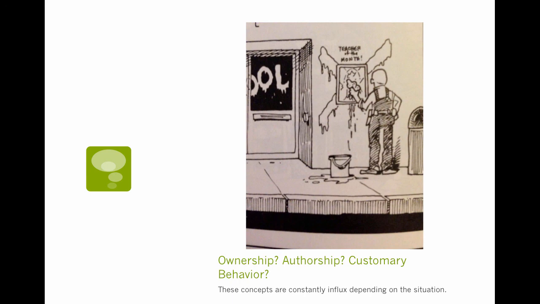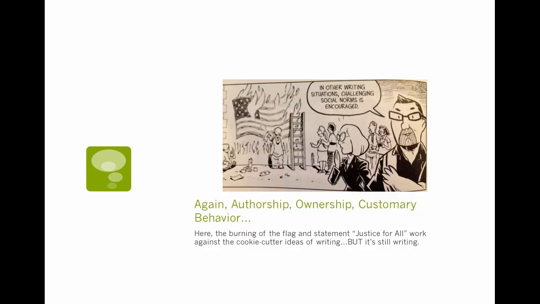Here, a person illegally scrawls on the wall. Interesting image given our viewing of the film Children Full of Life. I feel like this person clearly did not have Mr. Kanamori, because then he wouldn't have hated school, obviously. So what does the X represent to you? You can't answer that. I guess you'll have to answer that to yourself. Sorry. Again, authorship, ownership, customary behavior. Looking at this image, here the burning of the flag and statement, justice for all, work against the cookie cutter ideas of writing, but it's still writing.